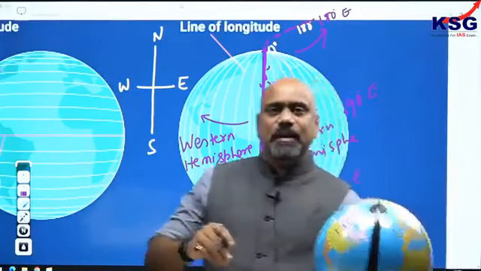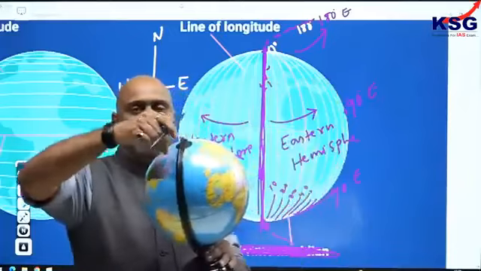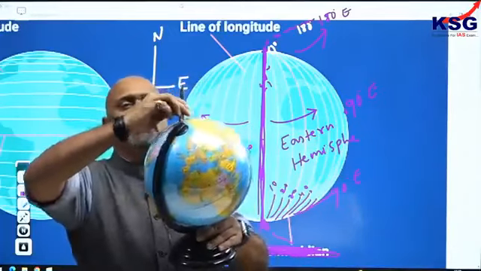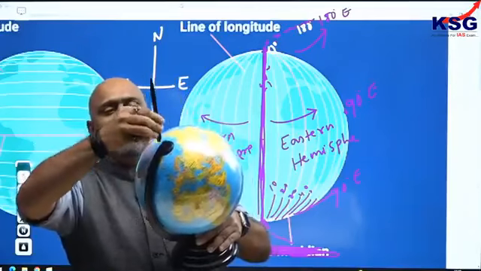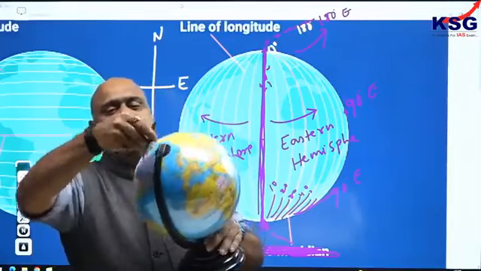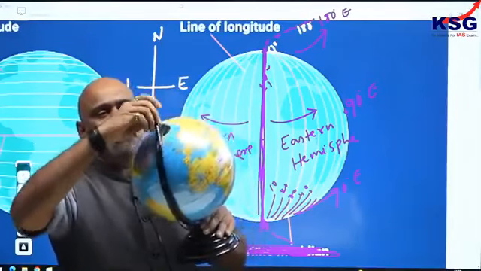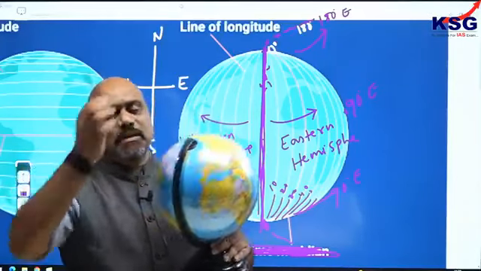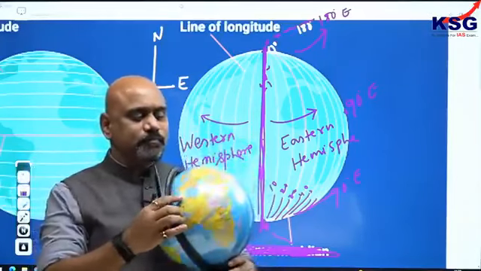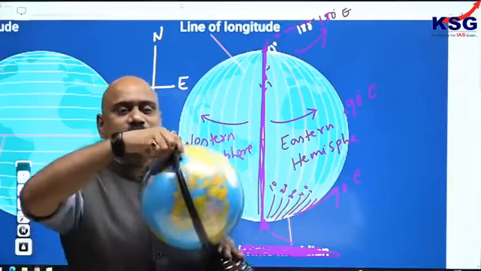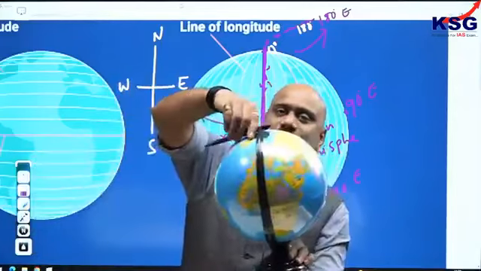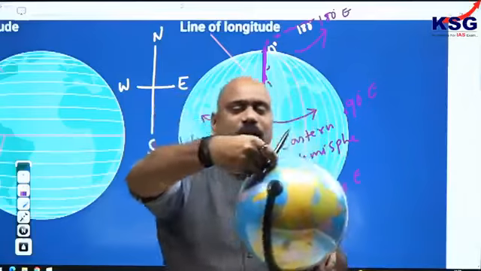How will I show this? Again look here. If this is 0 degree, then 10, 20, 30, 90 degree, and this line will be here at 180 degree. Is it clear? Up to here 180. This is your eastern hemisphere: 0, 10, 20, 30, 90, 180 degree. Is it clear to everyone? Now this side is the western hemisphere.